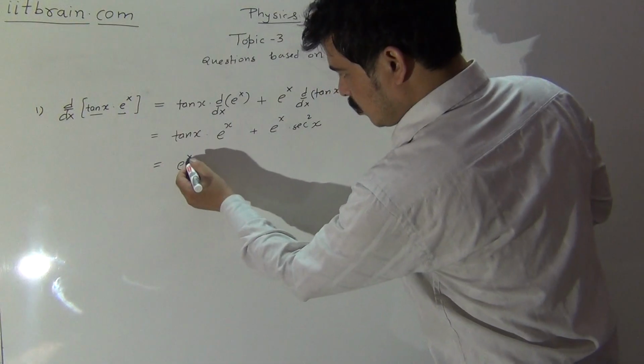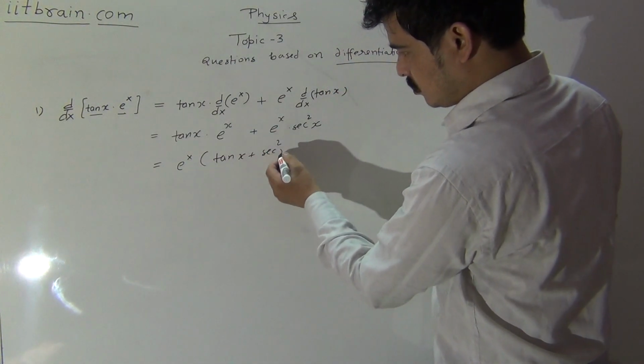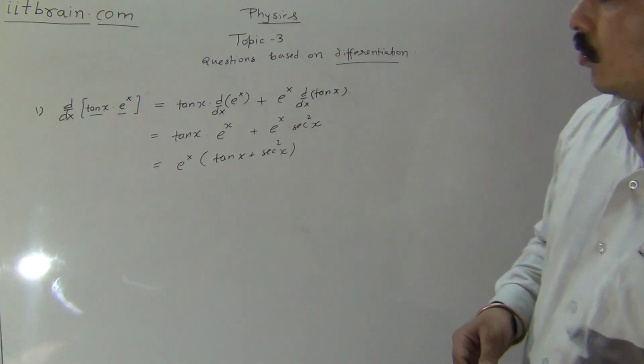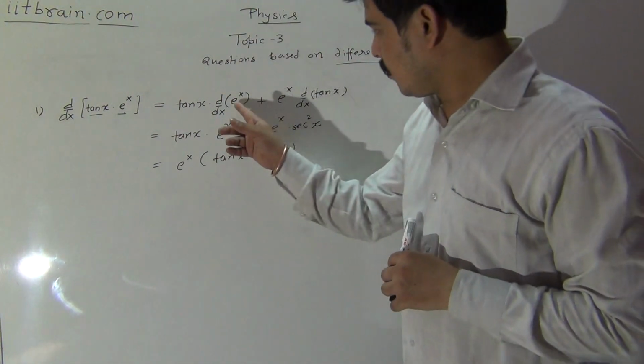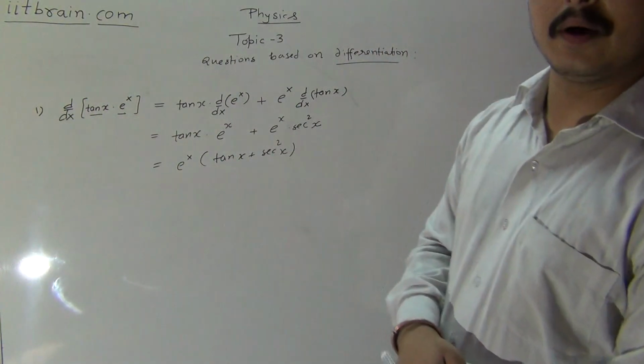Take e to the power x common, the final answer will be e to the power x into tan x plus sec square x. So if we use the formulae of these two, we will get an answer for the product of tan x into e to the power x.